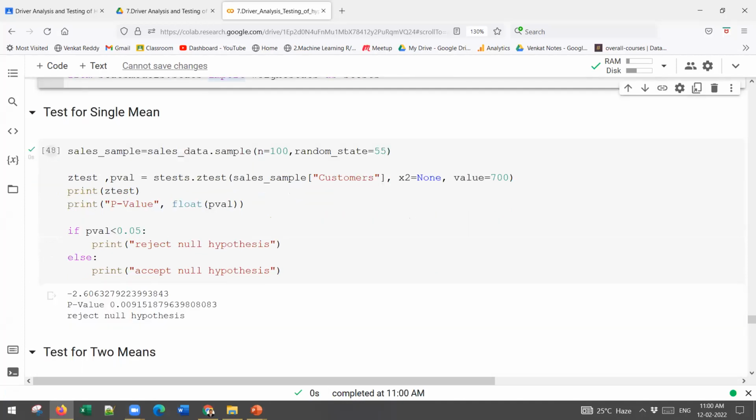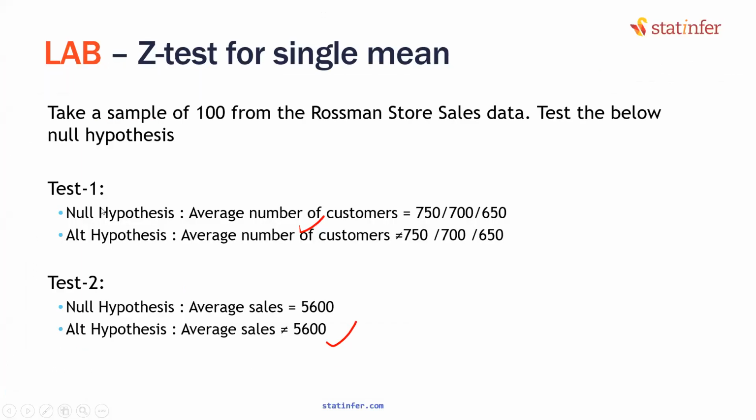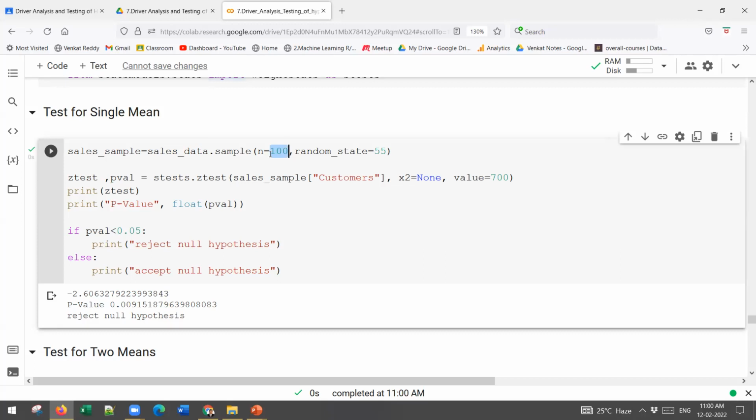So here, the first test that we want to do is the average number of customers is 750. Is that true or not? This is what we want to test. So I'm taking a random sample of 100 records. Can somebody tell me, why do we use this extra parameter called random state? What is the reason for using it?